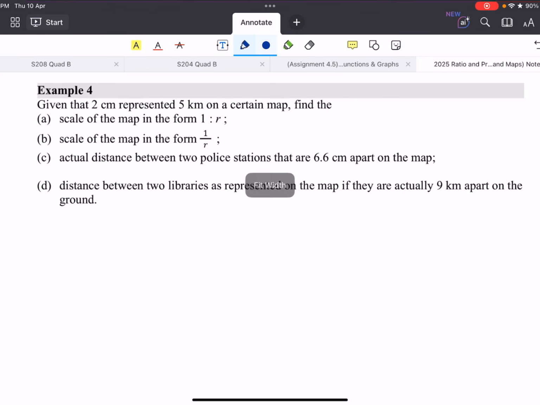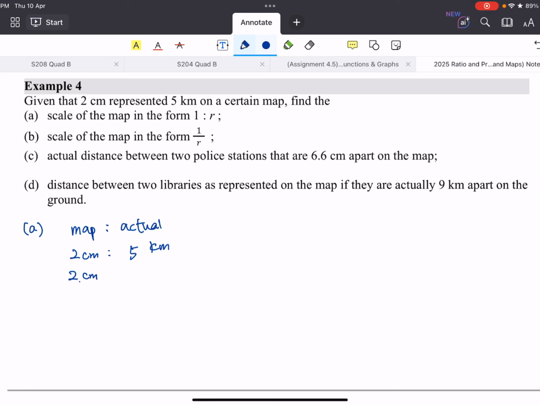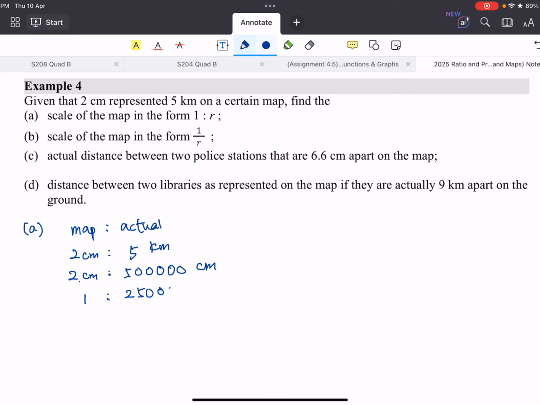Right, the next example, we are told that 2 centimeters represent 5 kilometers. Find the scale of the map in the form 1:R. We can do that, right? So what we have is a map to actual. This is 2 centimeters, corresponds to 5 kilometers over here. So I want to make them the same units. So this will be 5,000,000 centimeter. So 1 is to 250,000. Okay, there we go.